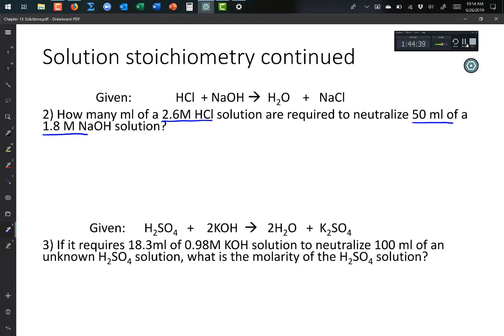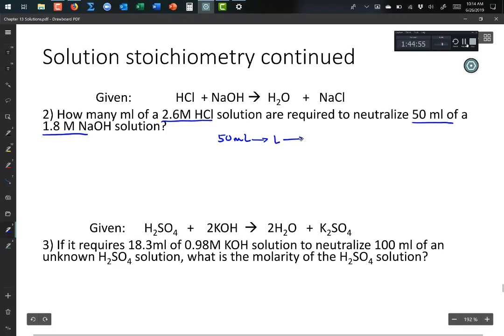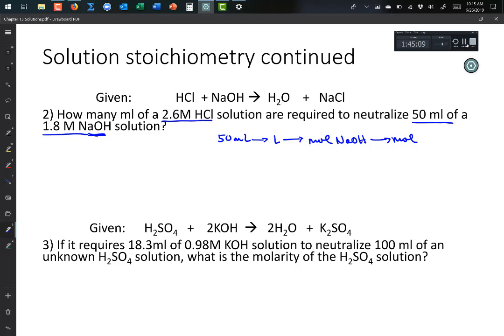So I'm going to map it out for you. But what number will I start with? The 50 milliliters, right? So I'm going to go 50 milliliters. I'll need it to be in liters. A lot of times I'll skip that step, but I know to do it while I'm doing the conversion. So I'm going to go to liters, and then I'm going to go to moles. This is NaOH, right? Moles of NaOH. Then I'll get to moles of HCl.